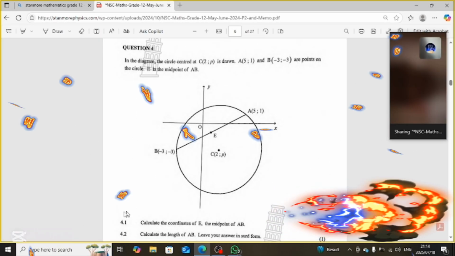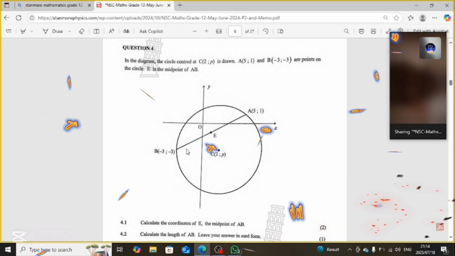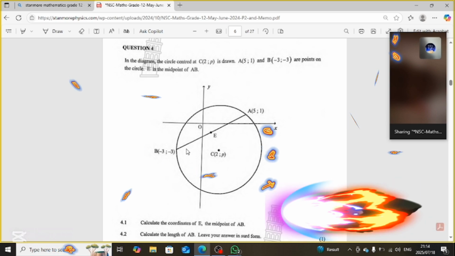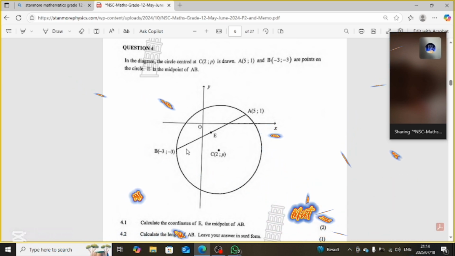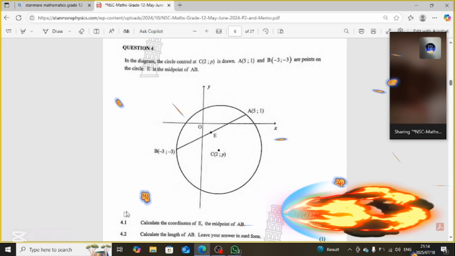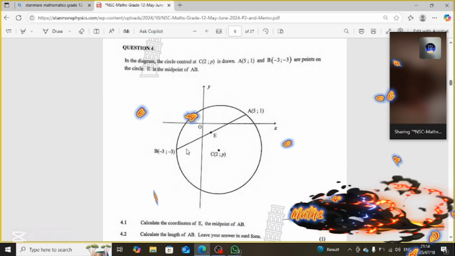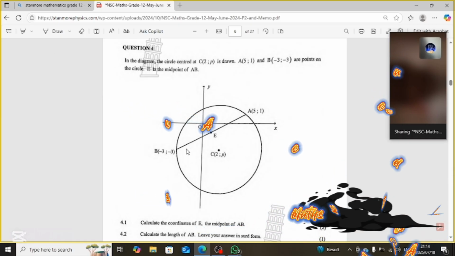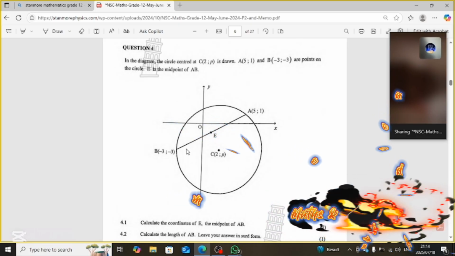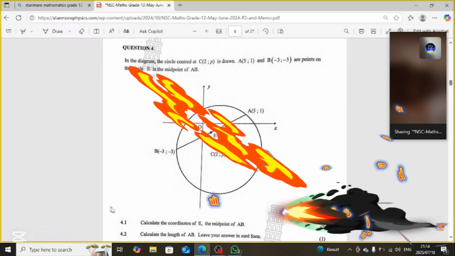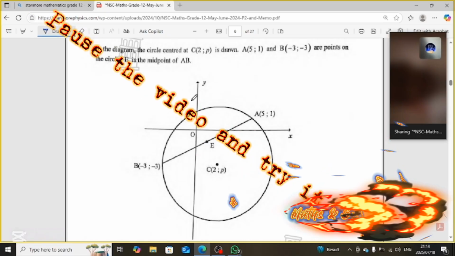Question 4's statement reads as follows. In the diagram, the circle centered at C(2, P) is drawn. A with coordinates (5, 1) and B with coordinates (-3, -3) are points on the circle. E is the midpoint of AB. Question 4.1. Calculate the coordinates of E, the midpoint of AB.